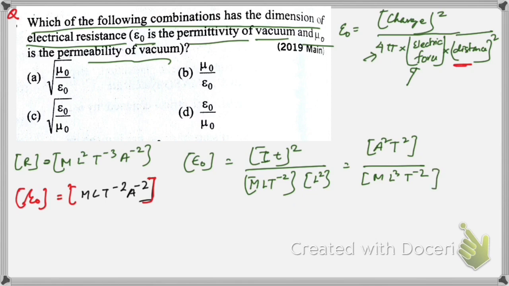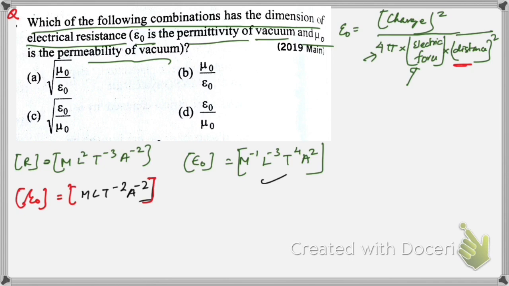So simplifying this, what are we going to get? Let me cut these things. If you simplify these two, what you will get is M to the power minus 1, L to the power minus 3, then T to the power minus 4, that's going to be plus 4, then A square. That's what we're going to get. This is the dimensional formula of permittivity of free space, epsilon naught. So let me clean these things.